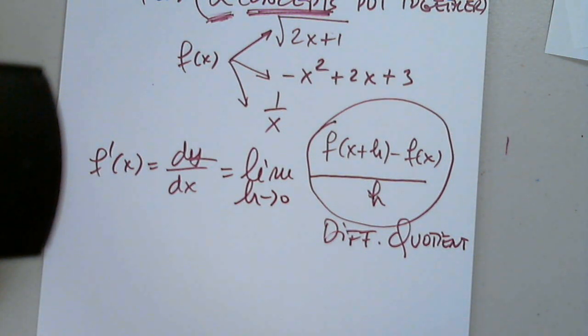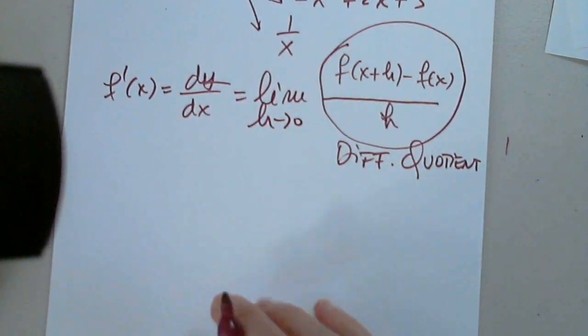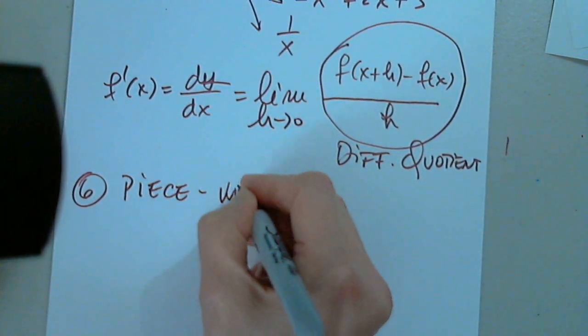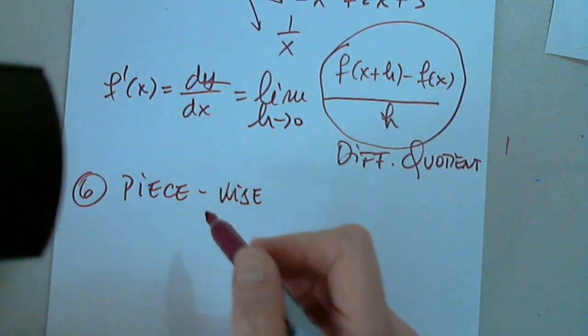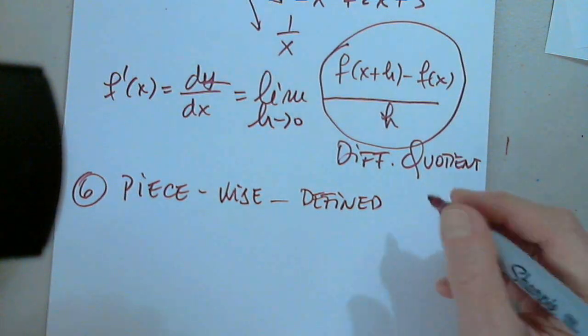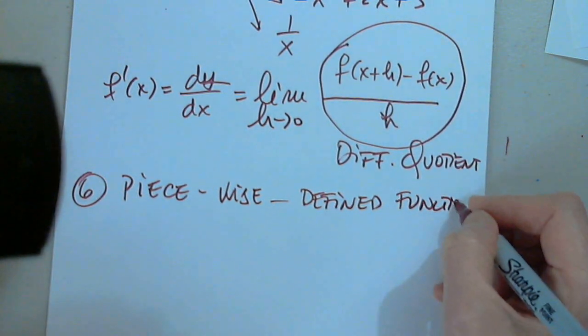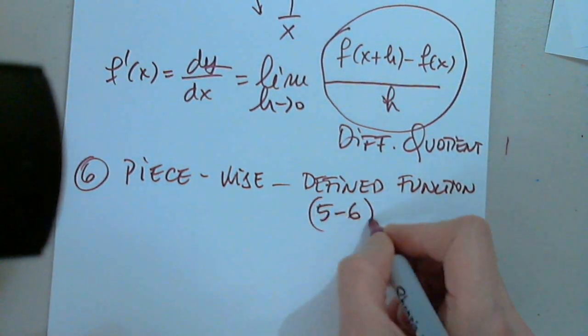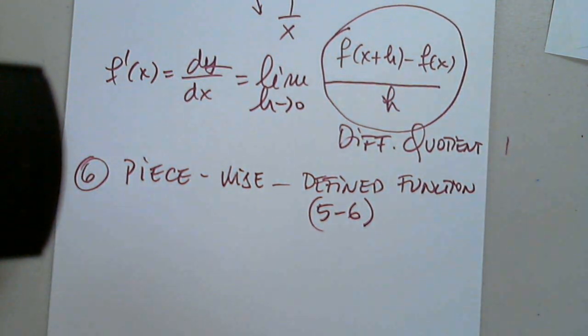What other concepts? Of course, number 6, piecewise defined function. I hope we don't need to do this again. I think we had like 5 or 6 examples like this, and finding limits.